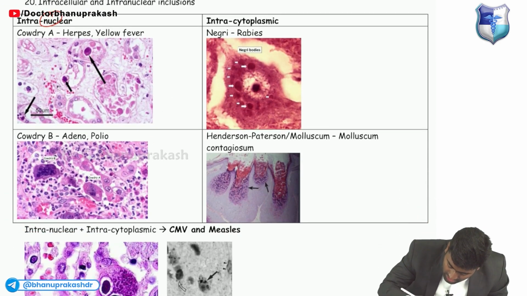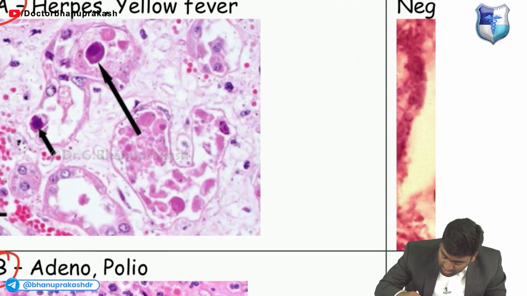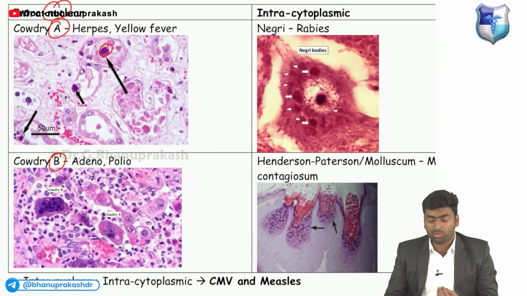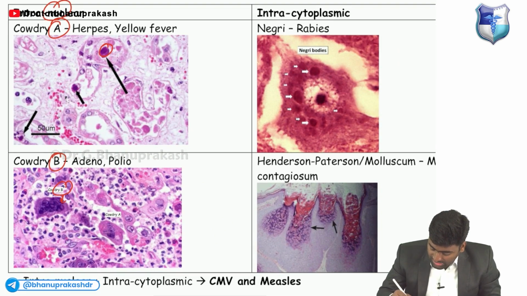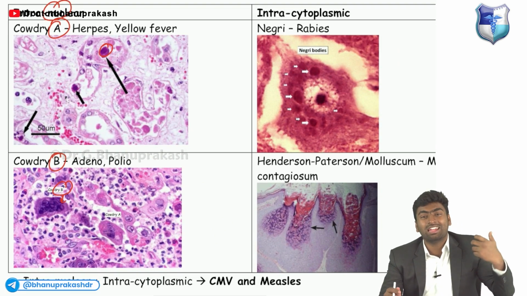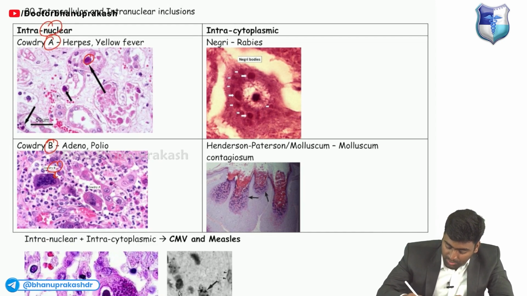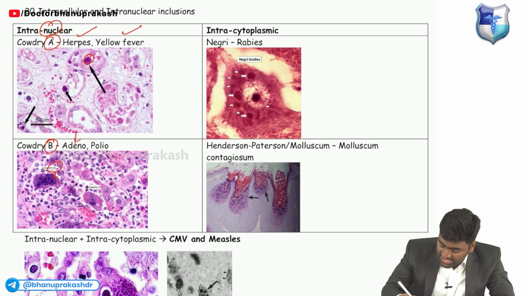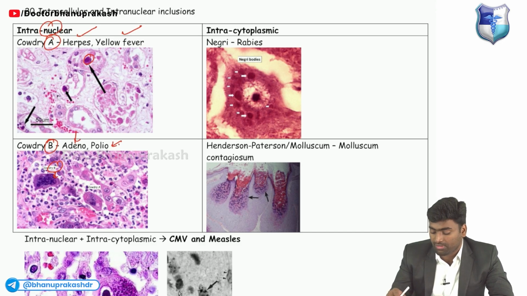Among intranuclear inclusions, we'll see two bodies, Cowdry A and Cowdry B. Cowdry B is basophilic, which is blue in color, whereas the other is less blue, more pink in color. Remember, Cowdry A will be seen in herpes virus and yellow fever virus, whereas Cowdry B will be seen in adenovirus and poliovirus.